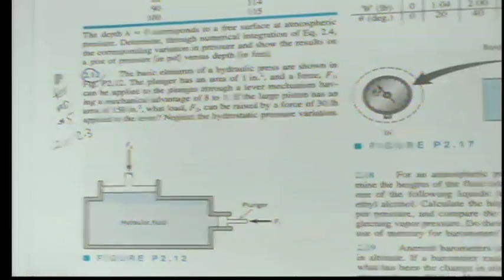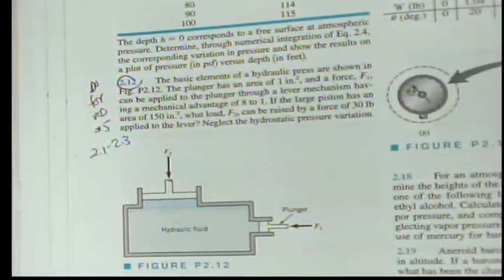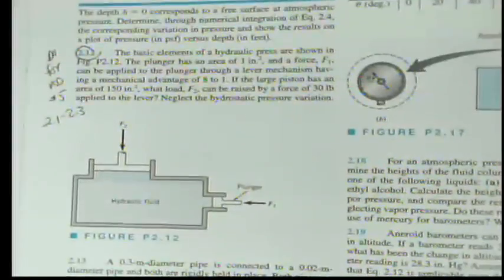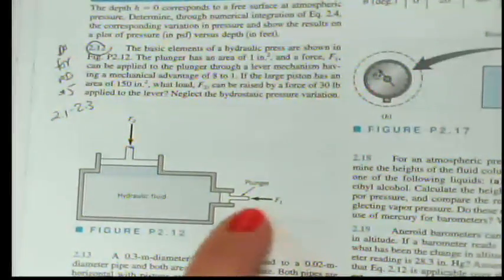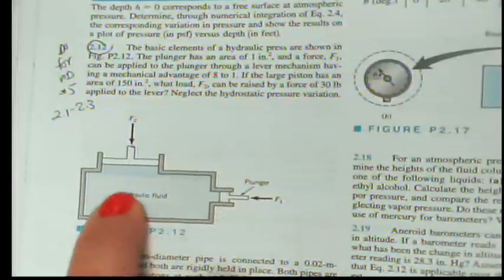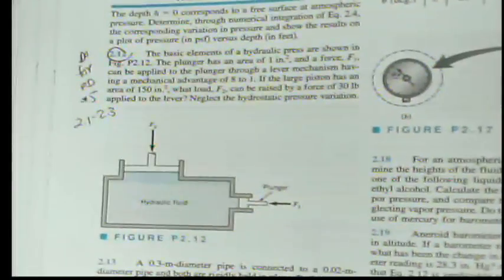Because otherwise, if you could actually raise that much weight with your hands, you could just stand underneath the car and pick it up, which obviously is not going to work. So a hydraulic press is something that enables you to apply a smaller force and have a resulting larger force by transmitting it through the fluid.